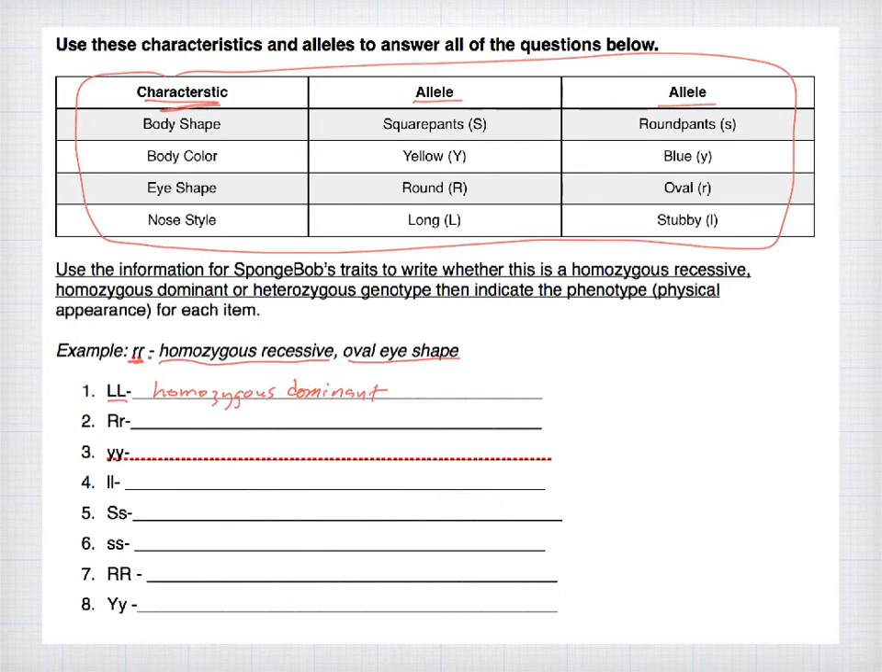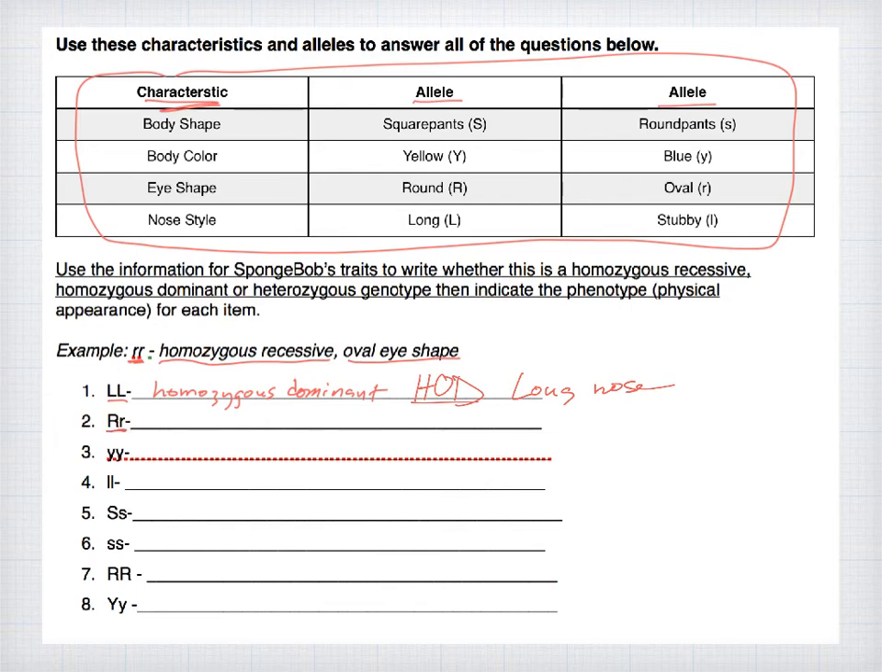Okay, that's writing it out. This is much easier, right? Homozygous dominant. So we're going to use these acronyms. Okay, L deals with the nose style. So capital, the dominant trait, is long. So this would have a long nose. SpongeBob is homozygous dominant for nose style, and he has a long nose.